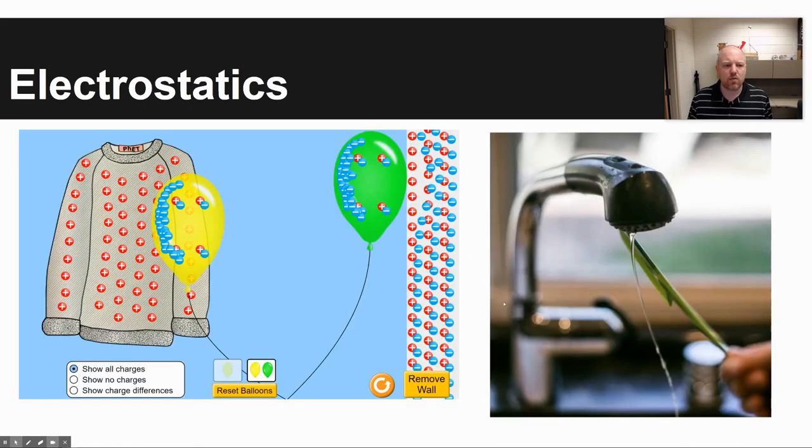The last topic that we will talk about today is electrostatics. Everything we've been talking about so far is flowing electricity, but you can also have an electric charge that does not move. And so that's what static electricity is. Again, we'll take a look at a PhET simulation later, but if you look at the balloons here, if you rub a balloon against your head or against a sweatshirt, you notice that maybe your hair sticks to the balloon, or the balloon sticks to your shirt.